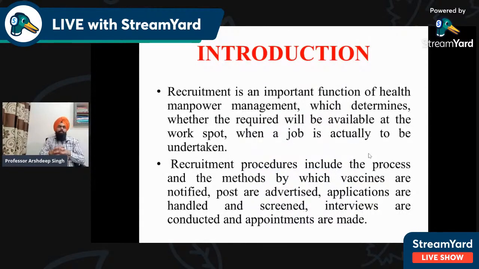First of all is the introduction. First of all, a brief introduction about what recruitment is. As we already know, recruitment is the filling of vacant seats in an organization that might be an institution, a hospital, or any type of center relating to the health department, or any of the departments or organizations, not just the health department.